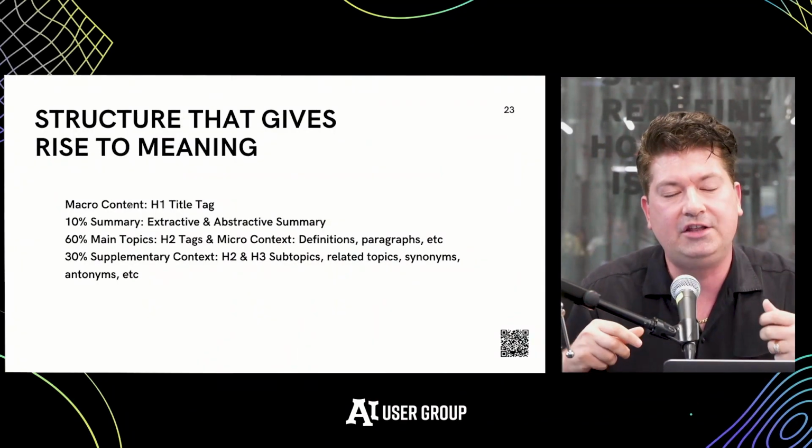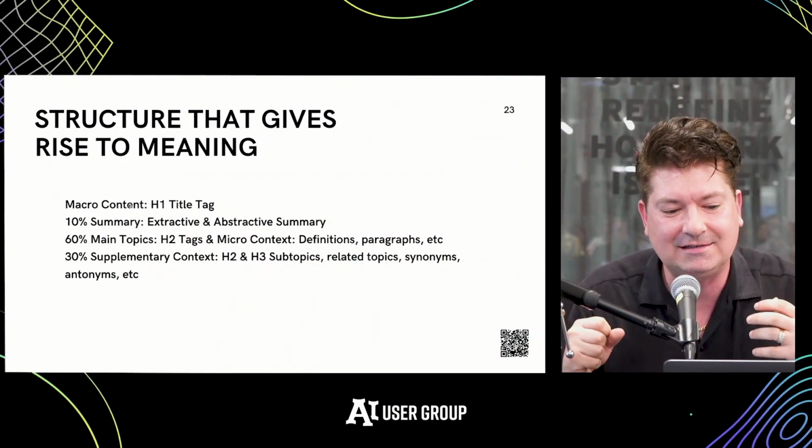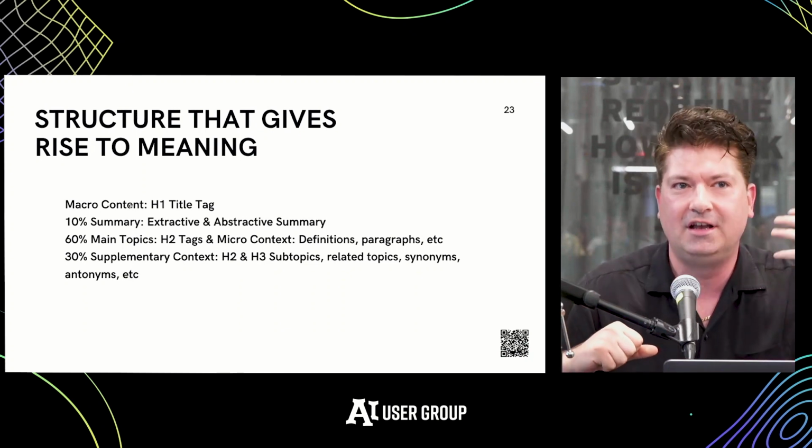And then the second thing you do is all of your main topics are going to be in H2 tags. And those H2 tags set up the macro context of the article. And then the micro context is going to be your paragraphs and so on.